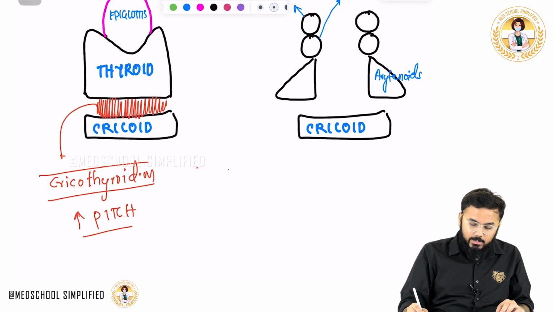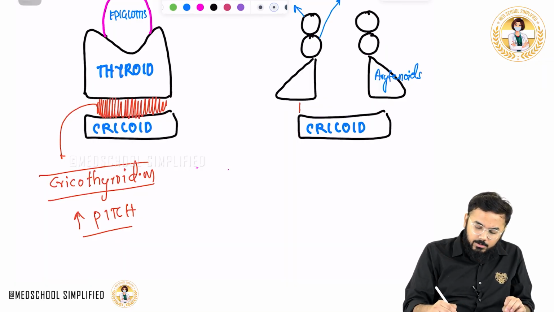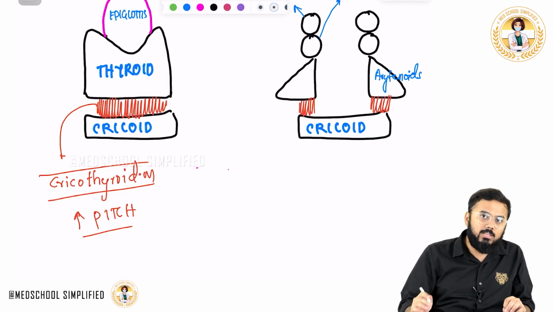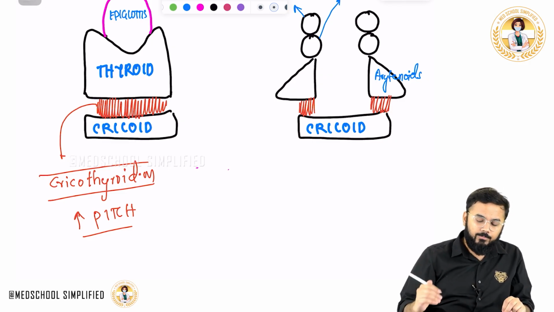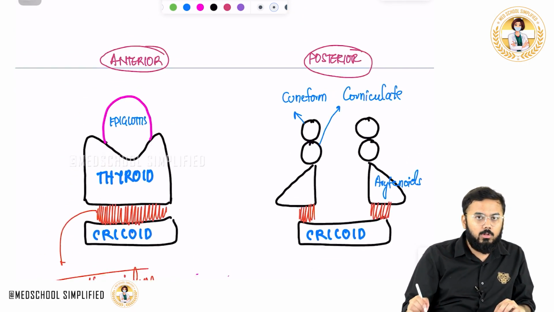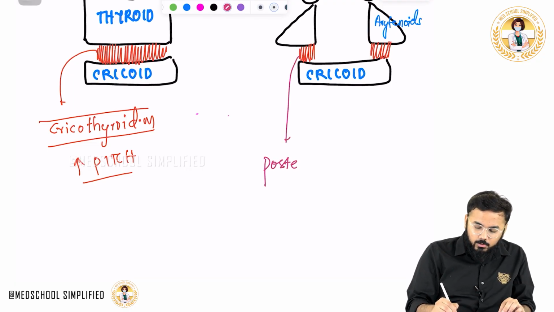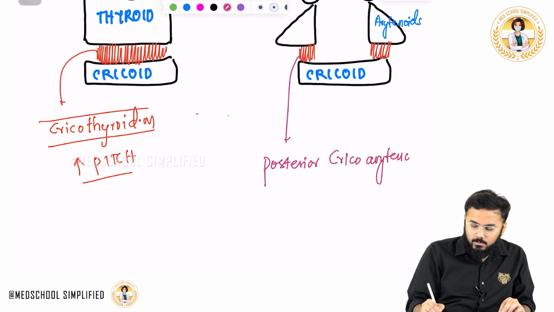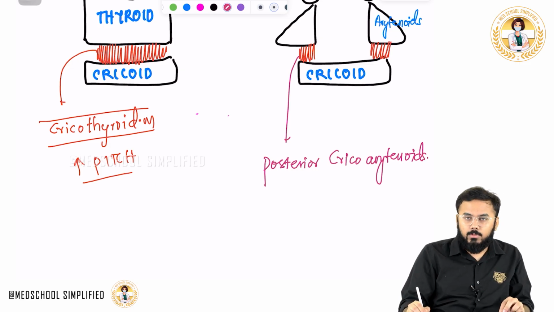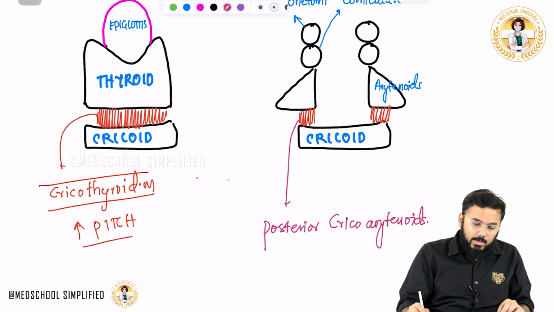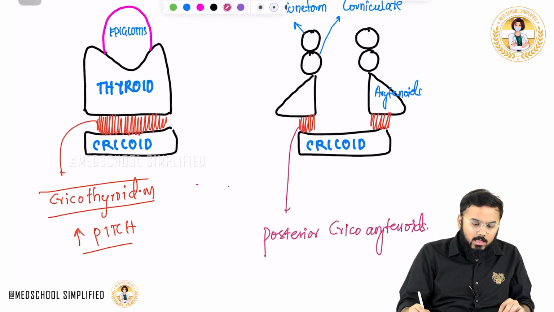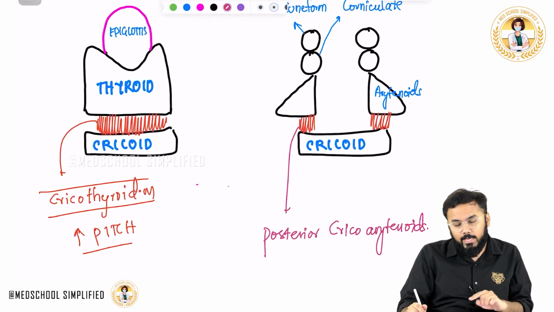Next important. You also see a muscle that is present between cricoid and arytenoid on the back. This muscle is called the posterior cricoarytenoid. Crico is cricoid, arytenoids are arytenoids. Why posterior? Because it is on the posterior side. So this muscle over here is called your posterior cricoarytenoids.